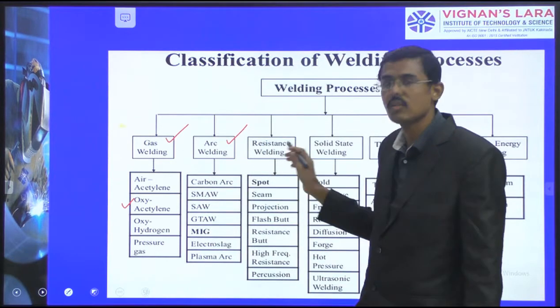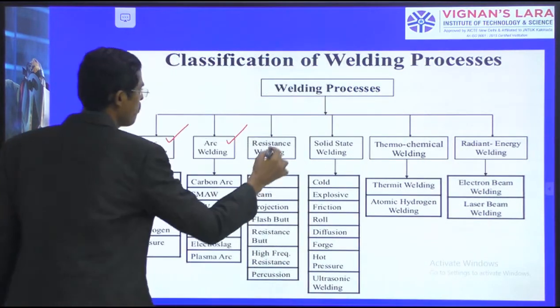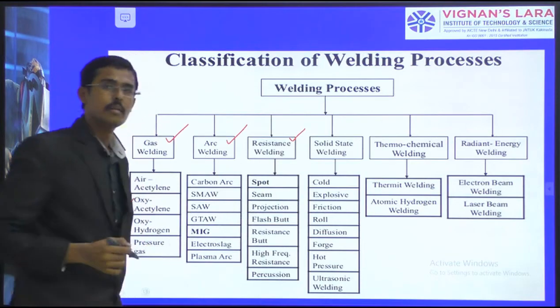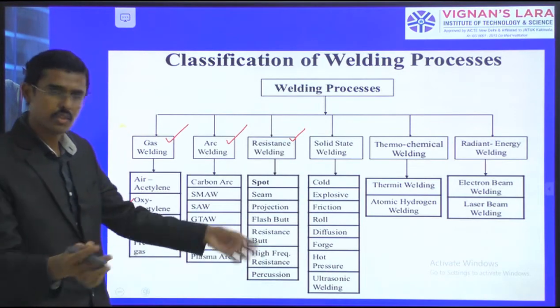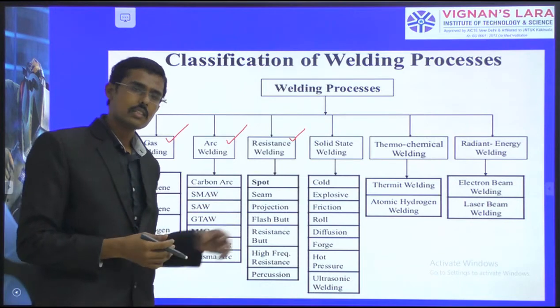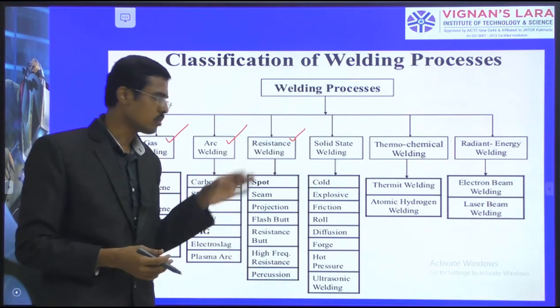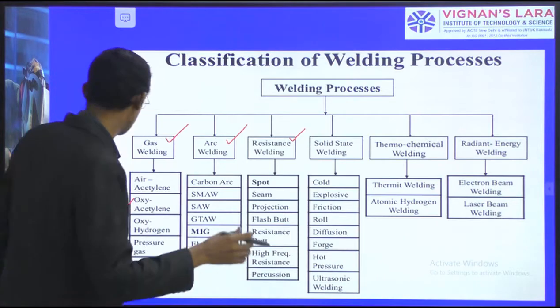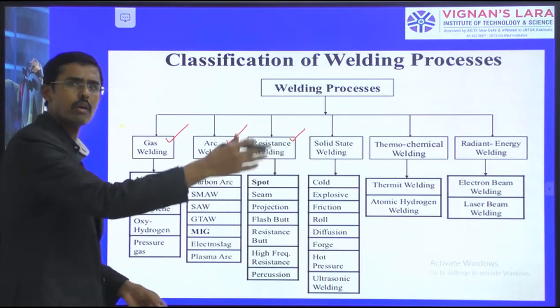And now we are shifting over to the third part, the resistance welding methods. In resistance welding, there are few categories: spot, seam, projection, flash butt. Those things we are going to see in today's class. The remaining part also we have to see.